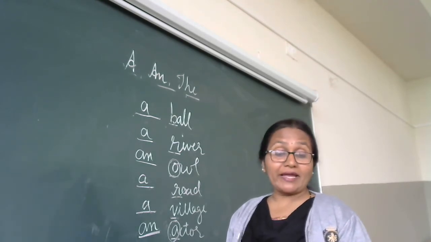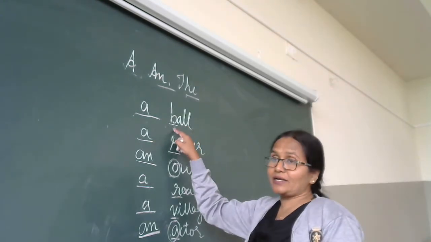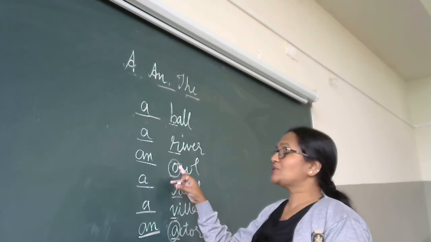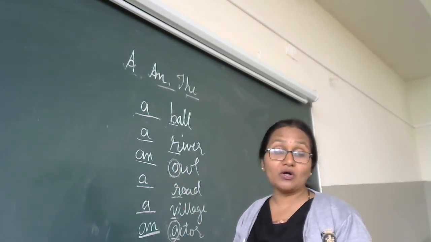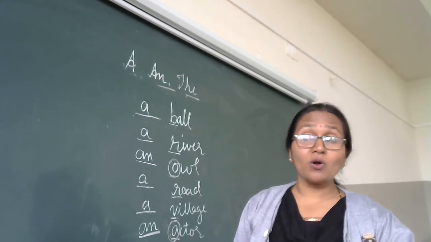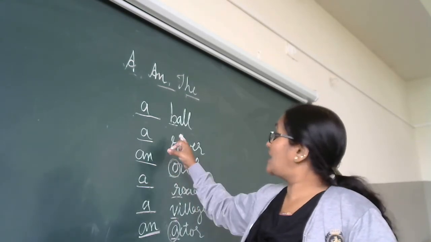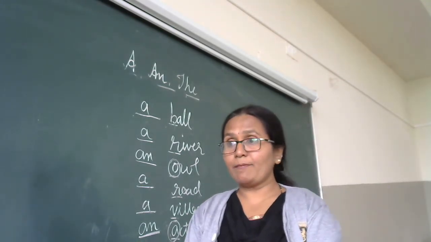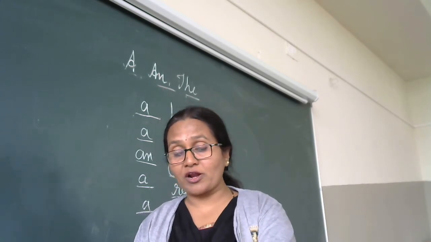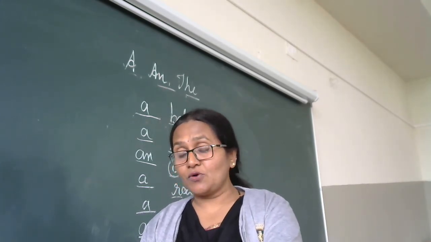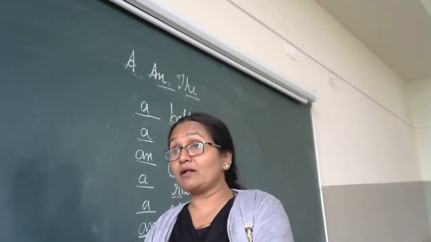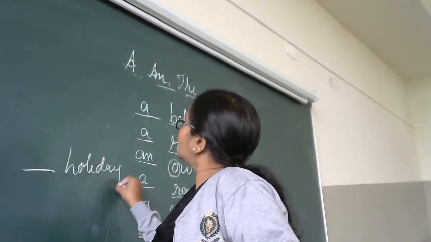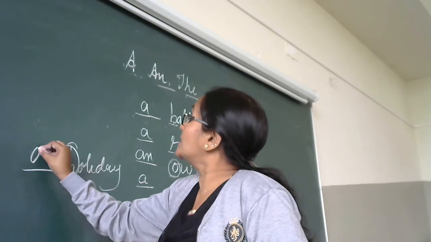So very carefully, when the first letter is a consonant you use a, and when the first letter is a vowel you have to use an. Some examples I have given here; the remaining you have to solve. Then there is a paragraph given. Write a or an. It is dash holiday. Gina. Holiday. H is a consonant, so it will be a.